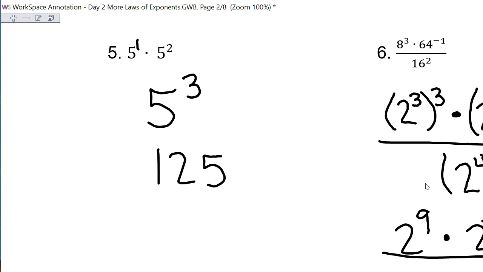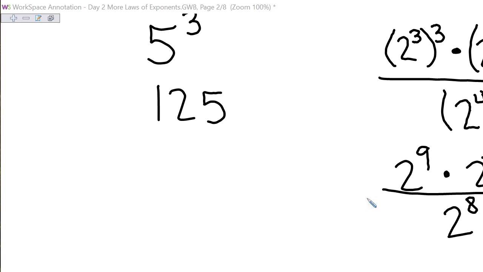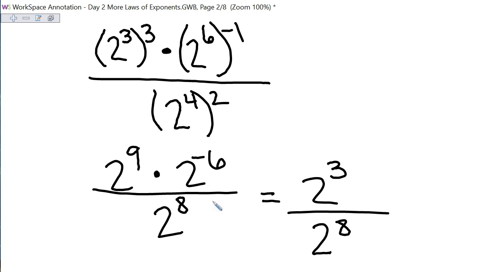Now I still need to simplify within the numerator. And when I'm multiplying and the bases are the same, what do I do with those exponents? Add them. So it's 9 plus negative 6. 3. And then in the denominator we have 2 to the 8. And where's the bigger exponent, top or bottom? Bottom. So my answer goes in the bottom, and 8 minus 3 is 5.